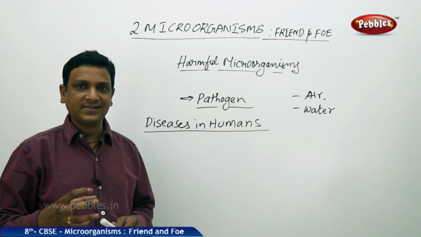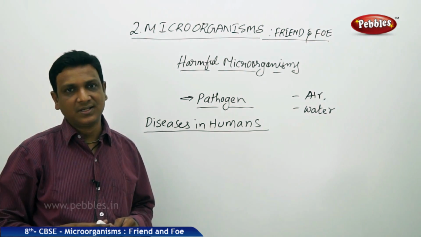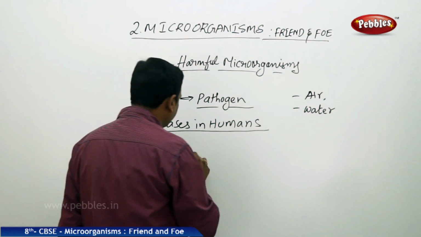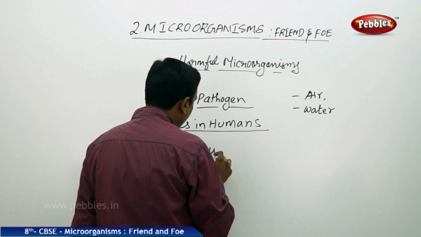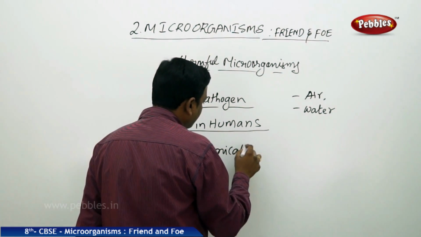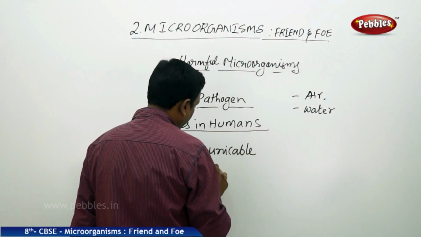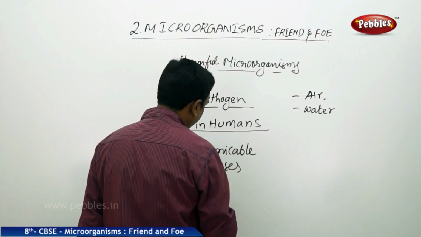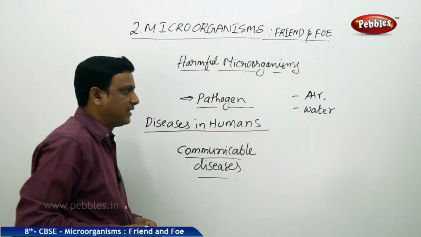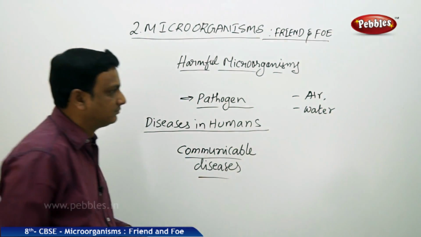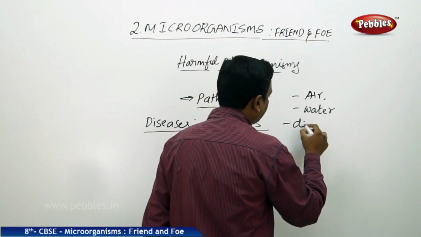The diseases which are spread like this are called communicable diseases. Communicable diseases are the diseases that are spread by air, water, or direct contact.